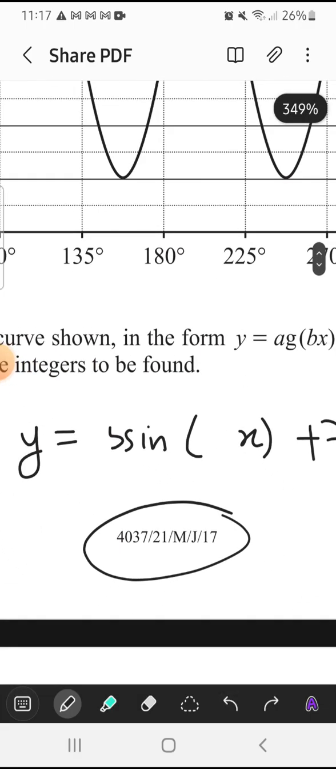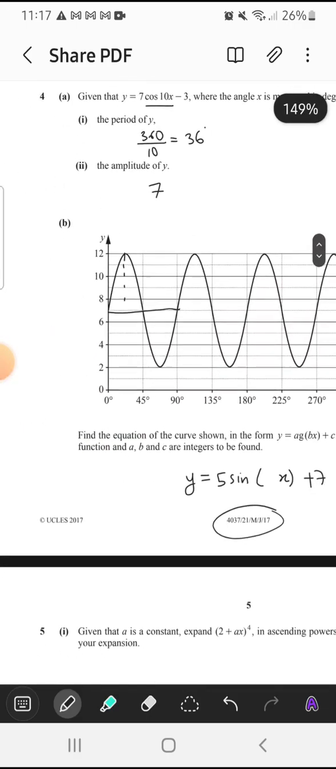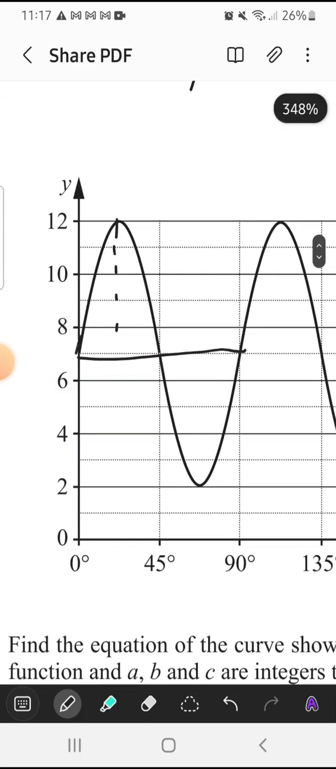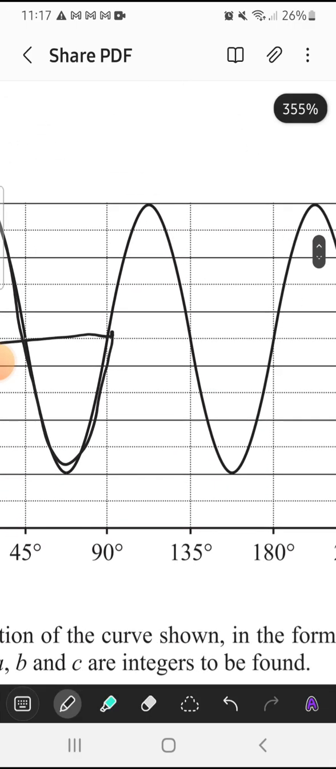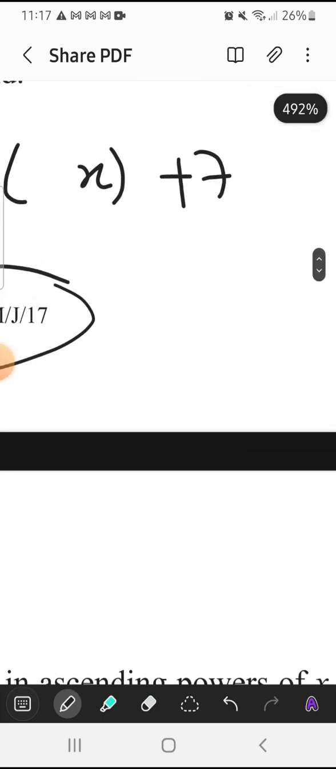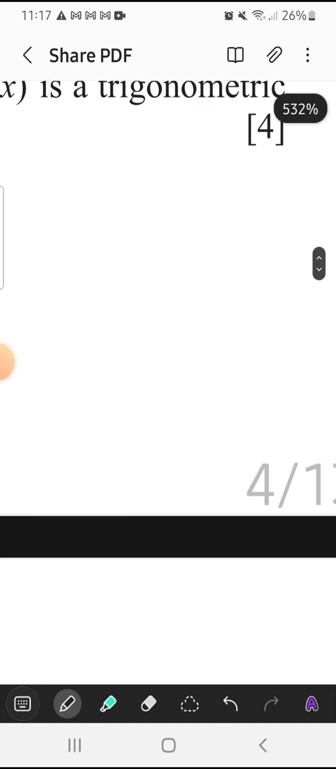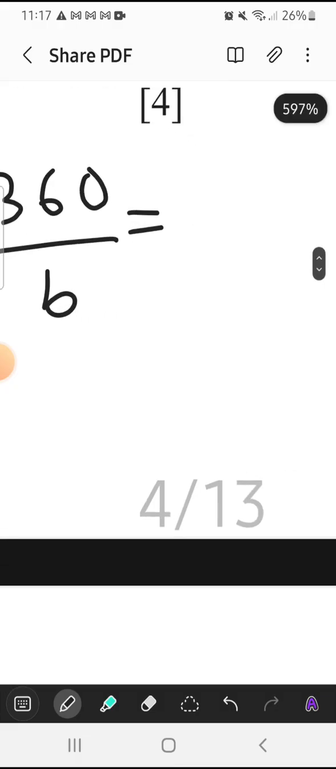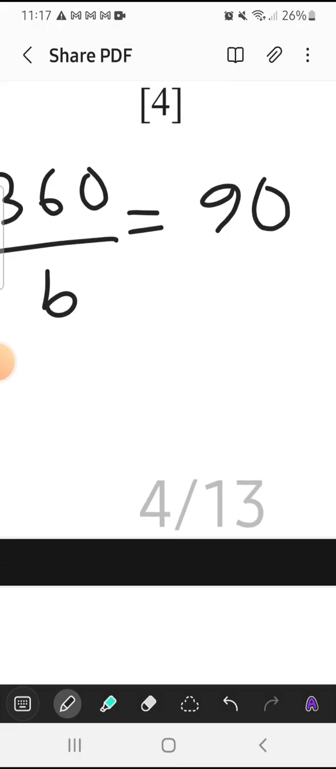Next up we have to look at the period. The period is at 90 degrees because the graph starts from here, ends at here, and again starts from here, ends at here. So it's going to be at 90 degrees. The way we can easily calculate the period is by using that similar formula again, 360 divided by b equals 90, because as I said, the period of cos and sine can be found by dividing 360 by the coefficient of x of the angle.